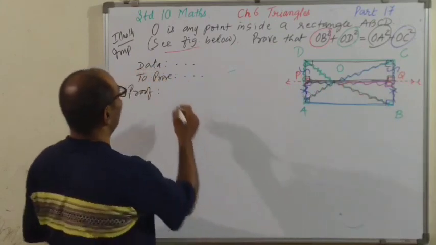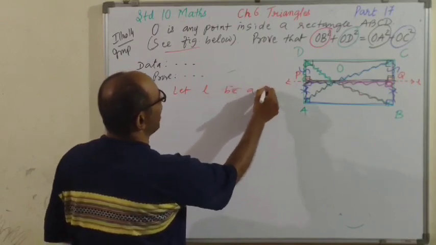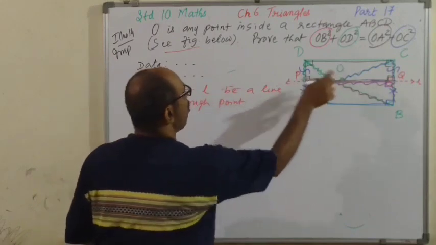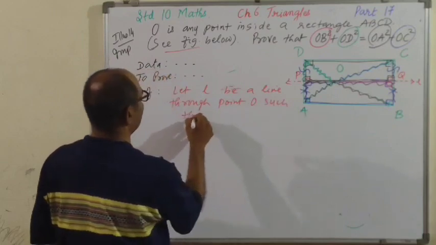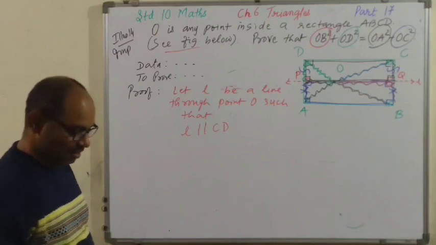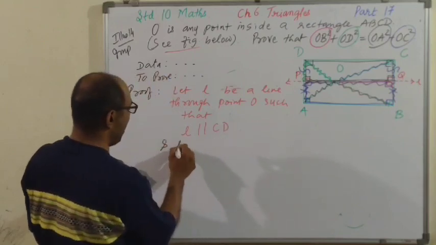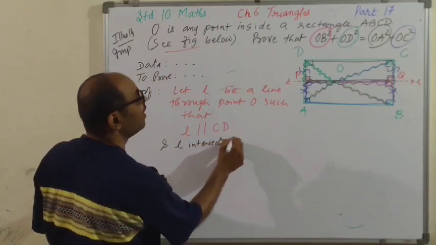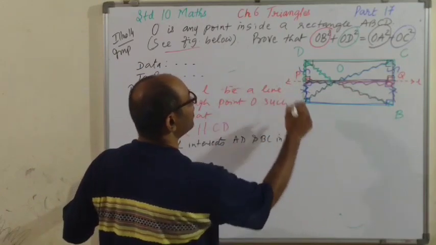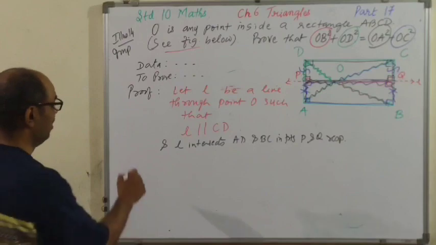Let L be a line through point O such that L is parallel to CD, and L intersects AD and BC in points P and Q respectively. Correct?